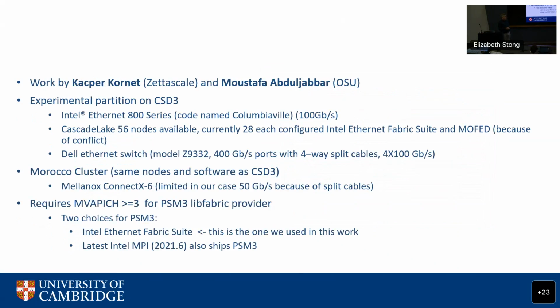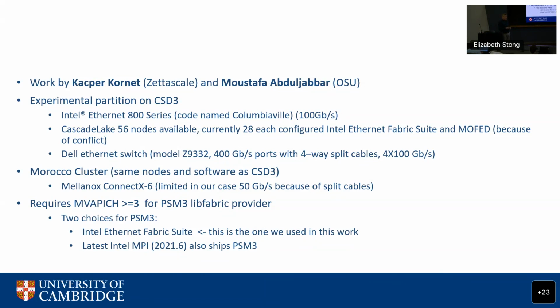And I say I wasn't really involved in this. It's the work of my colleague Casper Cornett in the Zettascale lab, and here Mustafa. What we've been doing just recently, we've had access to some of Intel's Ethernet 800 series cards, the Columbiaville NICs, which work at 100 gigabits per second. We've been testing them with one Dell Ethernet switch. You might say this doesn't look like Zettascale, and you'd be right.